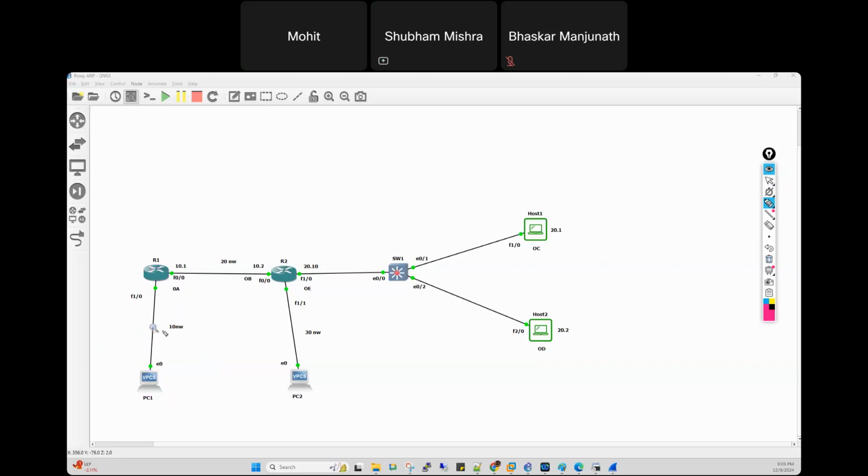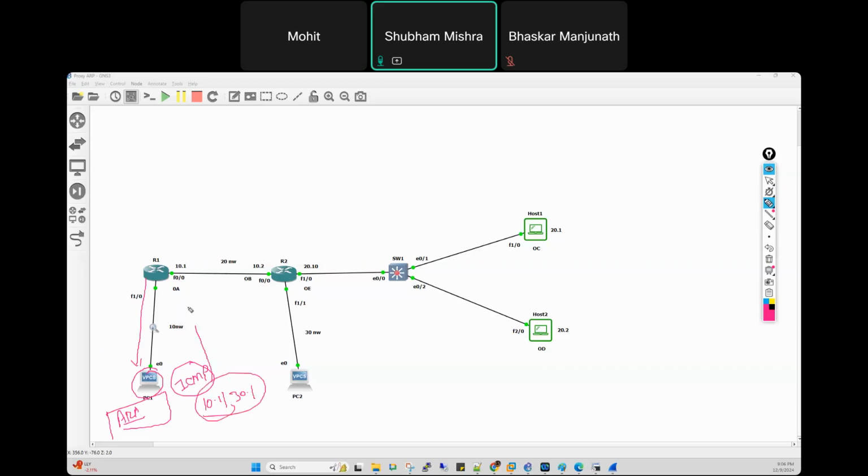Tell me. Guys, when PC number 1 received the ARP reply from R1, PC1 immediately made the entry in the ARP table. Now PC number 1 generated a fresh ICMP packet. In the ICMP packet, what is the source IP address, guys? Source IP address will be 10.1. Yes or no? Destination IP address will be, guys? Tell me, 30.1. Yes or no? Done? Yes, sir. Okay.